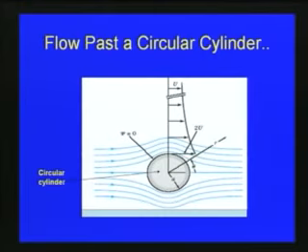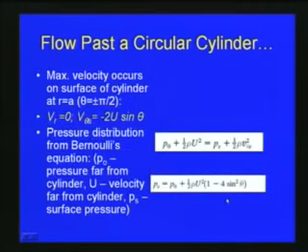With respect to the previous figure, a is the radius of the cylinder and u is the velocity of the uniform flow. We can find the pressure distribution. The maximum velocity occurs on the surface of the cylinder at r is equal to a, that means theta is equal to plus or minus pi by 2. The radial velocity Vr is equal to 0, and the tangential velocity on the surface V theta is equal to minus 2 u sin theta. The pressure distribution is obtained from Bernoulli's equation.